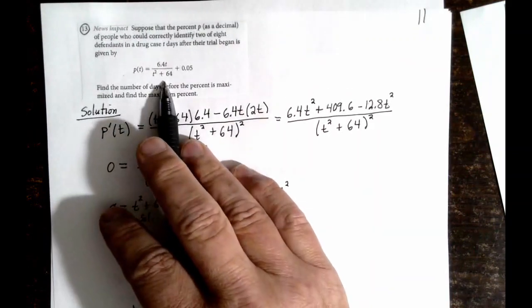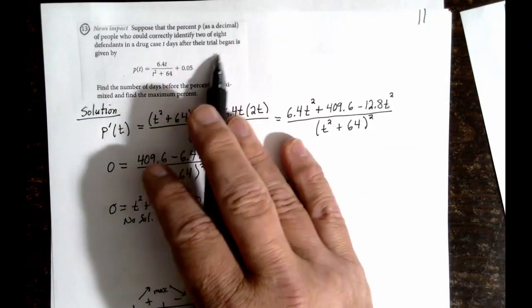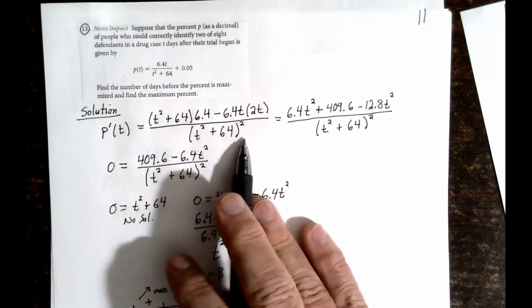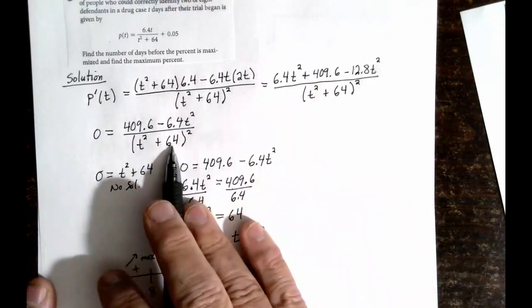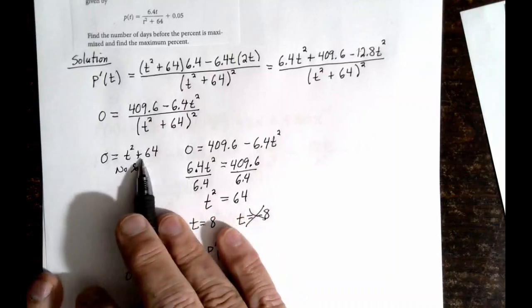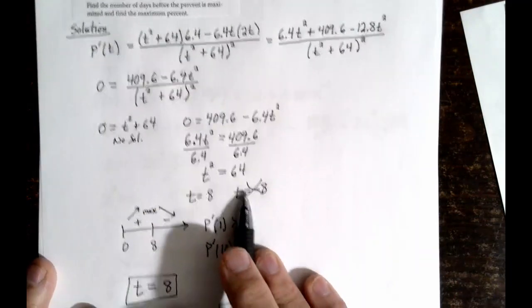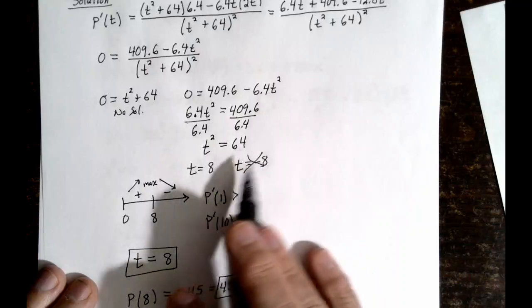So you take the derivative of this, and when you take the derivative of that constant, that part just goes away, but this part is a quotient. It gives you this here. You set it equal to 0. Bottom gives you nothing, but the top gives you plus or minus 8, and you throw out the negative 8.